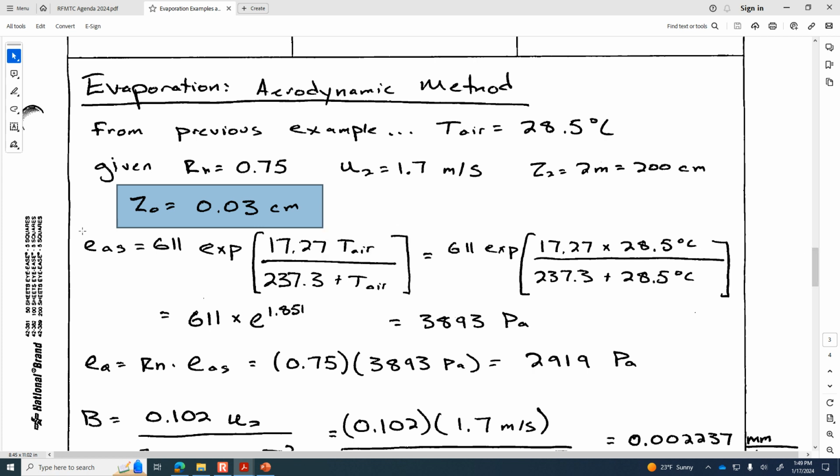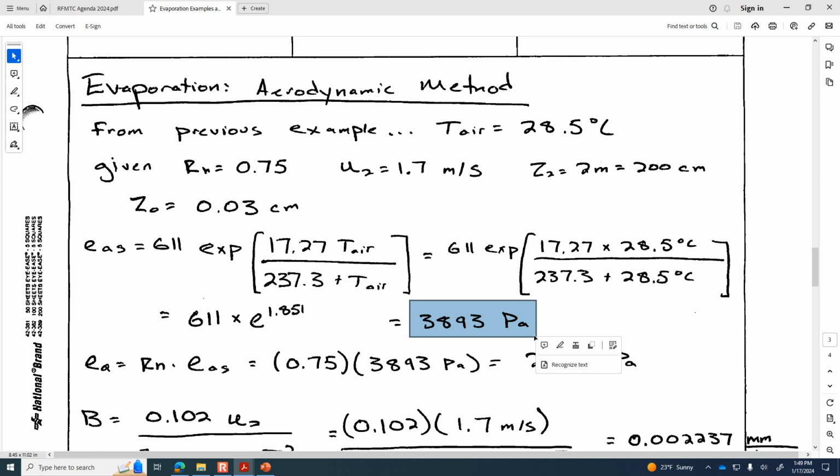So the first thing we do is estimate the saturation vapor pressure. So it's just an empirical equation that depends on the temperature of the air. It's an exponential function. So we estimate that if the air was completely saturated with water, it would have a partial pressure of 3893 pascals. So that's the maximum amount of water that could be in the air. And under a relative humidity of 75%, that means that right now there's 2919 pascals of water vapor pressure.